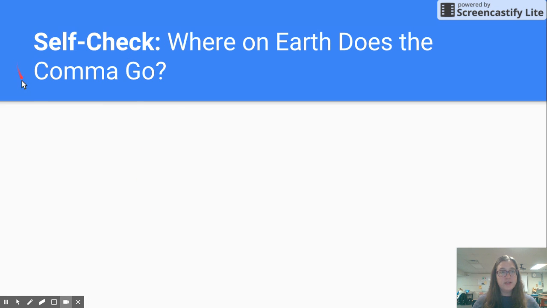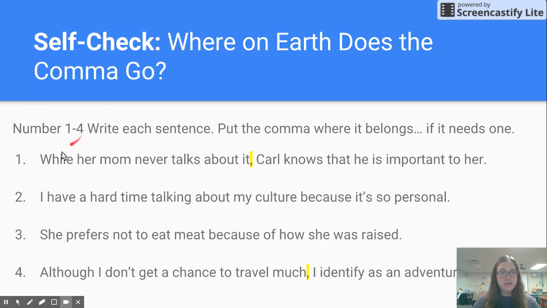All right, let's look at these answers. While her mom never talks about it, comma, Carl knows that he is important to her. I have a hard time talking about my culture because it's so personal. No comma, because the dependent clause is at the end. She prefers not to eat meat because of how she was raised. Again, dependent clause at the end, so there's no comma. And although I don't get a chance to travel much, I identify as an adventurer. This one has a comma because the dependent clause is at the beginning.